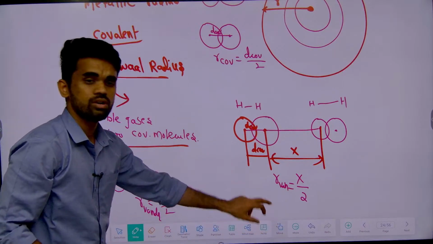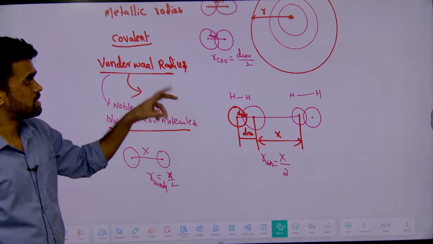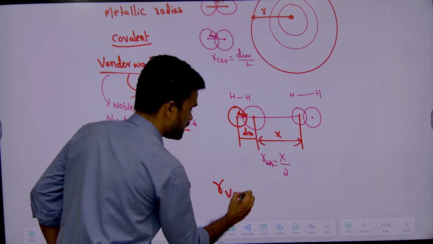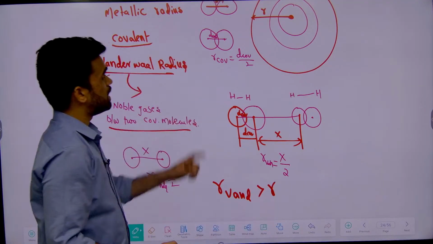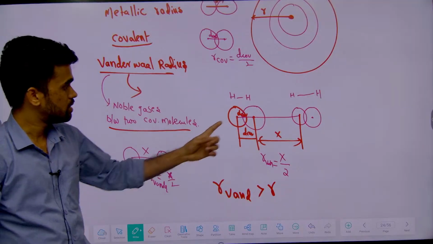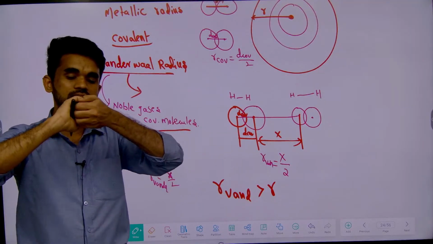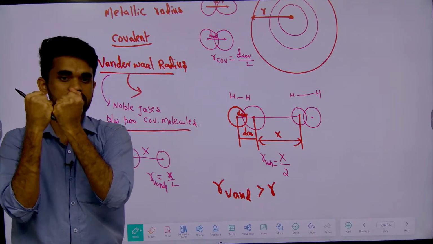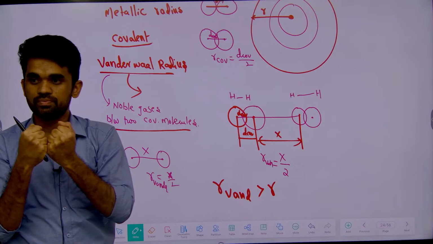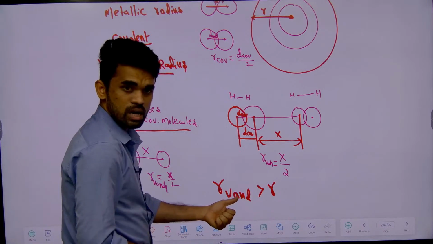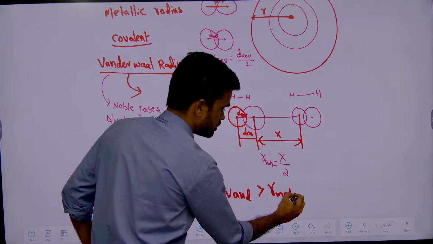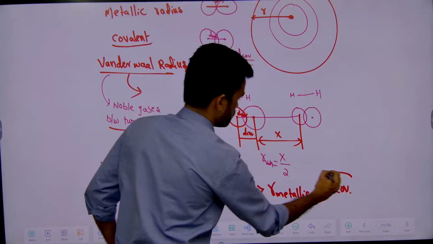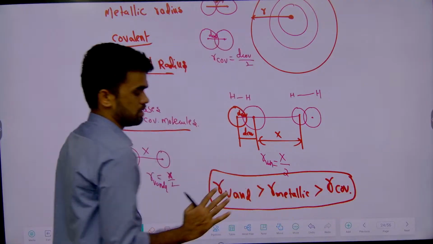By looking at general images like this, you can say which radius is more. Which radius is more? Van der Waals. So R van der Waals is greater than R metallic or covalent. See, for covalent there is a small kind of overlapping, but for metallic they are very rigid. So which distance is more? Metallic. So first van der Waals, next metallic, and least is covalent. Okay, so just remember this.